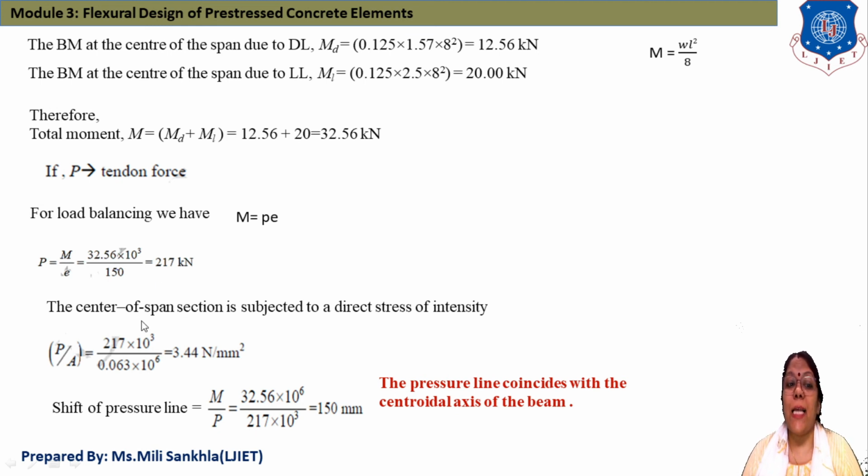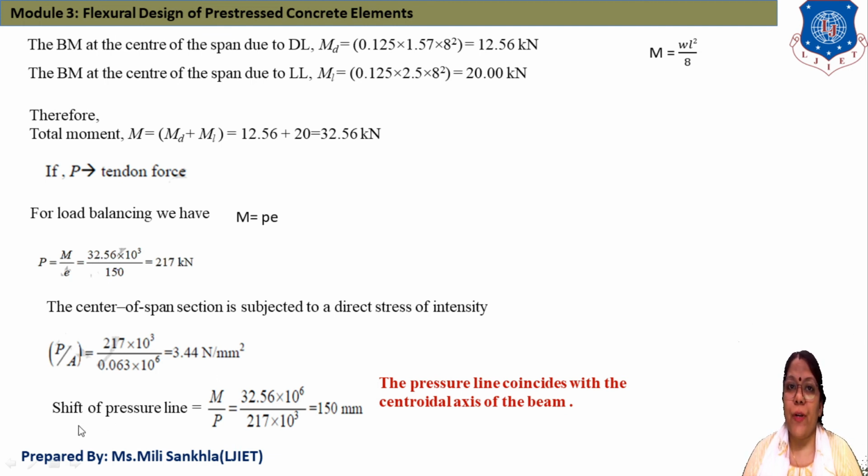Now the center of span section is subjected to direct stress of intensity. In the data it is given that the center of span is subjected to direct stress of intensity P by A. Now what is P? We found P as 217 × 10^3, and the area is equal to the area of our I section, that is 0.6, again converted from meter into mm. P by A is equal to 3.44 Newton per mm square.